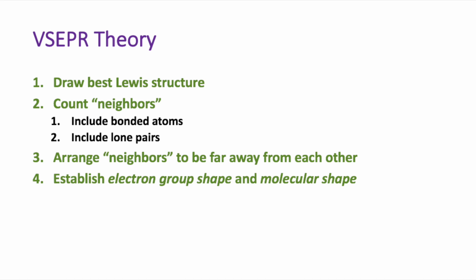Valence shell electron pair repulsion theory, or VSEPR, is used in chemistry to predict the geometry of individual molecules from the number of electron pairs surrounding their central atoms. To predict the geometry of a molecule, you will want to draw a Lewis structure first and count all the neighbors. When counting neighbors, include bonded atoms as well as lone pairs. Now arrange the neighbors to be far away from each other. I will get into repulsion trends soon. Finally, you can establish an electron group shape and molecular shape. In the next slides, you will see a table of VSEPR geometries and how to determine the geometry of a molecule based on several aspects.